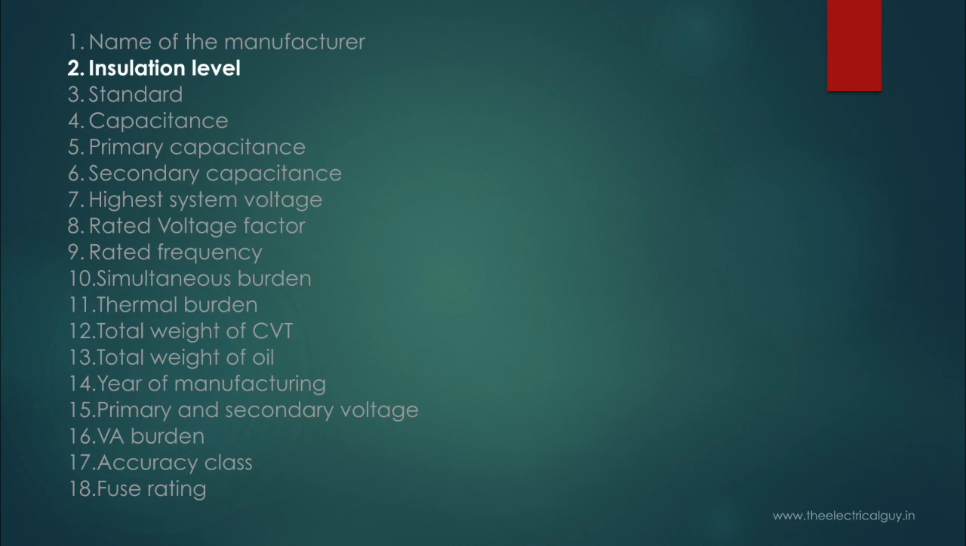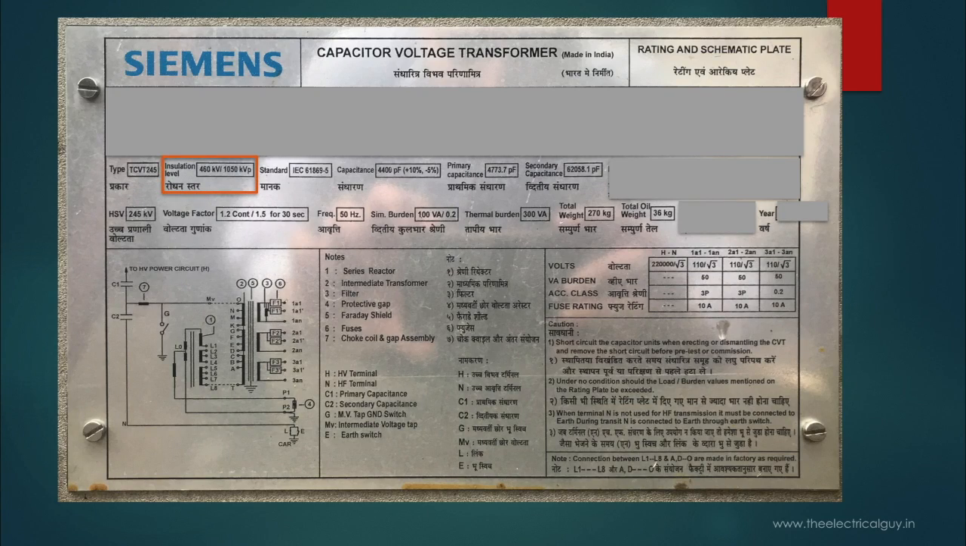Next is insulation level. Now here you can see there are two values mentioned. One is in RMS and other is in peak. So let's understand what are these values. The first value which is mentioned in kV RMS is called as power frequency withstand voltage. And the second one mentioned in kV peak is called as lightning impulse voltage. These are the highest system voltages used to check the insulation properties of the equipment. It can also be called as insulation levels if combined, which you can see on the nameplate.